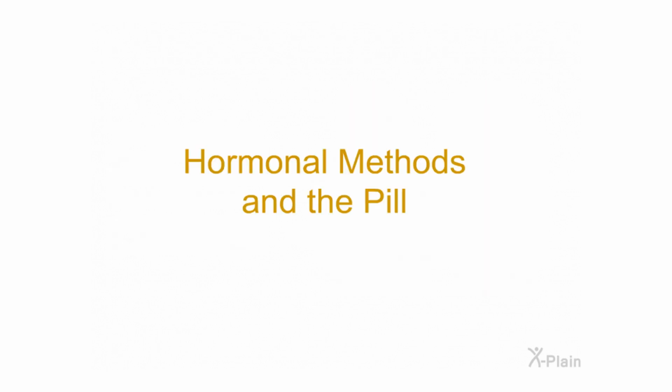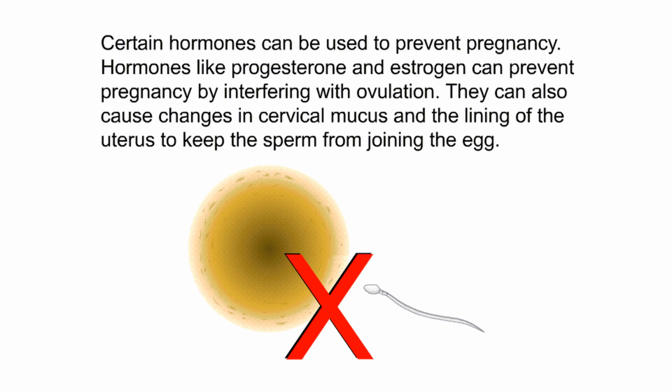Hormonal methods and the pill. Certain hormones can be used to prevent pregnancy. Hormones like progesterone and estrogen can prevent pregnancy by interfering with ovulation. They can also cause changes in cervical mucus and the lining of the uterus to keep the sperm from joining the egg.